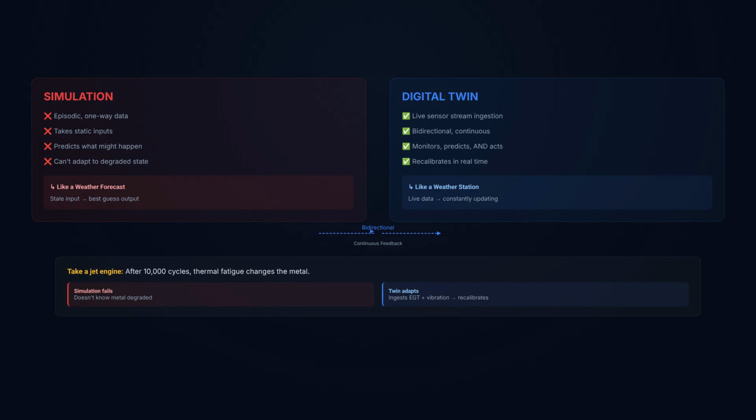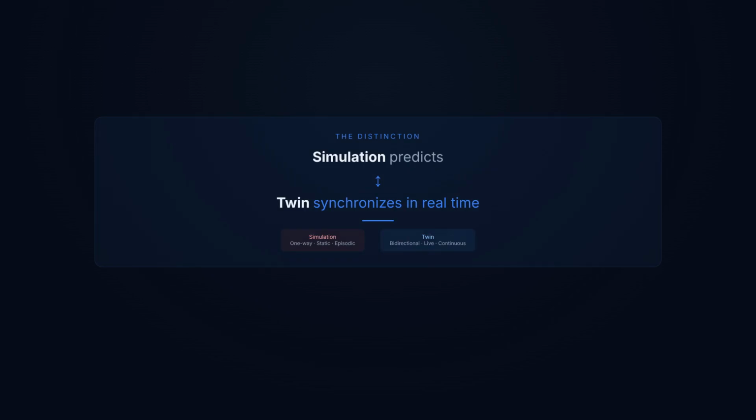Think of it this way. A simulation is like a weather forecast. It takes static inputs and predicts what might happen. A twin is the weather station. It tells you what is happening right now, and it constantly updates the forecast in real time. Technically, simulation uses episodic, one-way data. A twin ingests live sensor streams. It monitors, predicts, and acts.